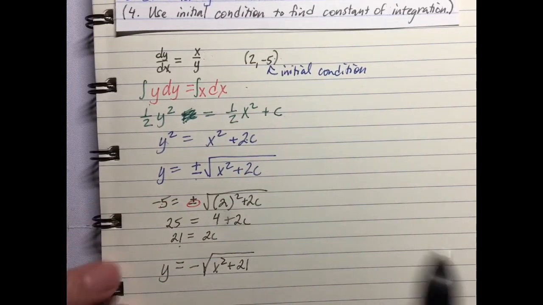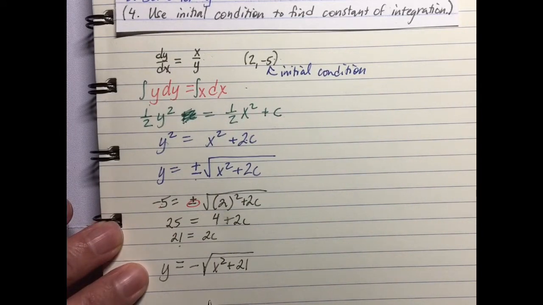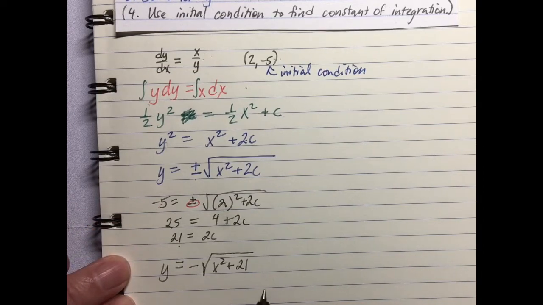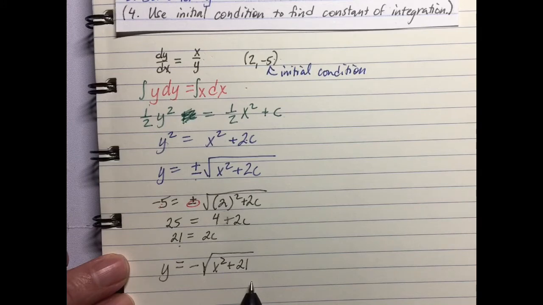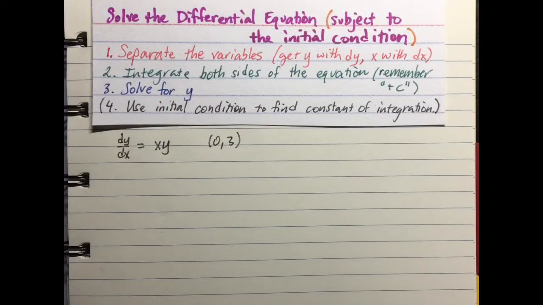So this is, in 4 not so quick steps, solving the differential equation subject to the initial condition. We're going to see what this stuff looks like graphically later as well, but again, right now we're just dealing with the mechanics. Okay, it's time for our second example.